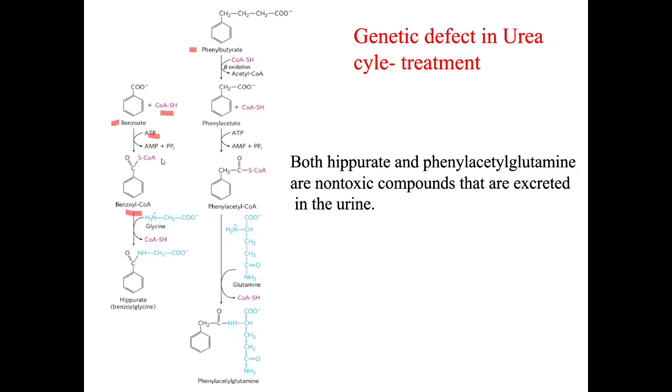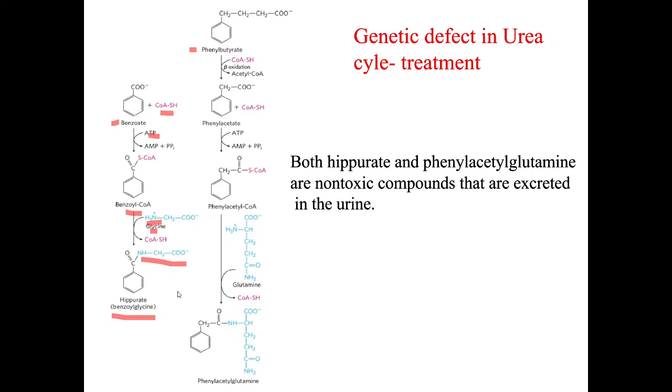So benzoyl CoA we have got. Still no ammonia. Next, glycine is there. Okay, here ammonia is there. In the ammonia, the amino acid glycine is getting attached with this benzoyl CoA. Here we get benzyl glycine. So this glycine molecule gets attached with this benzoyl CoA, CoA-SH gets removed, and we get hippurate.